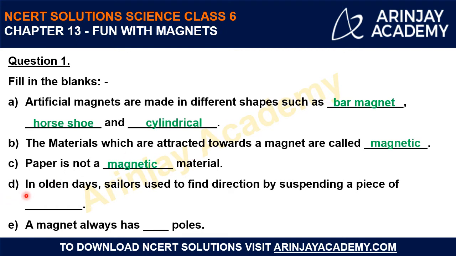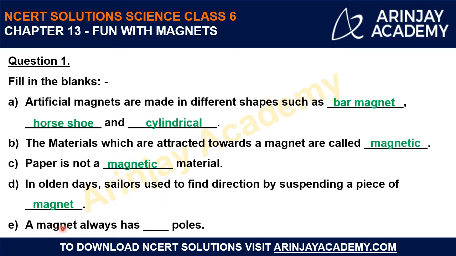Fine. The fourth: in olden days, sailors used to find direction by suspending a piece of. So you know that in earlier times, sailors used magnets to find directions. Today we use a magnetic compass, which tells us where we have north and south and accordingly east and west. But in earlier times, people did not have such instruments, so rather they suspended a piece of magnet by a thread and allowed it to rotate and align along the north-south direction. So that helped them to sail the ship.